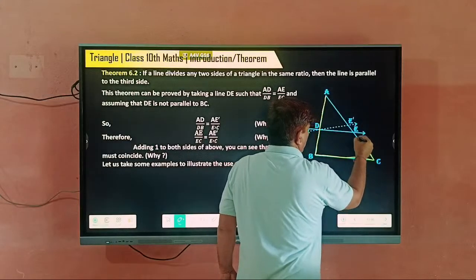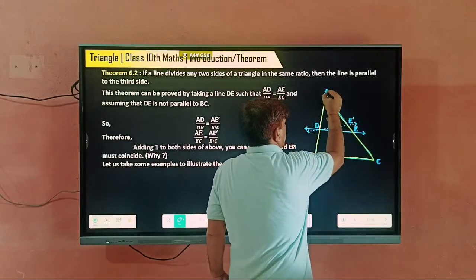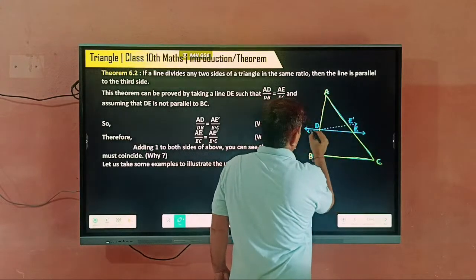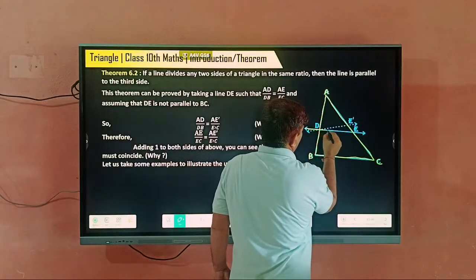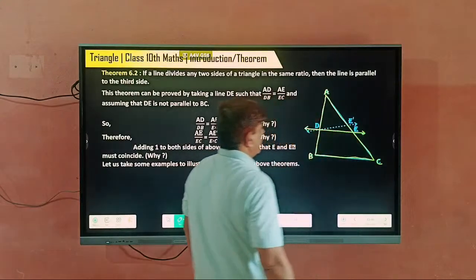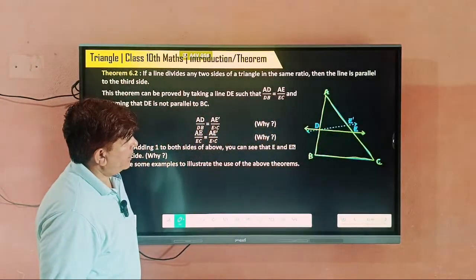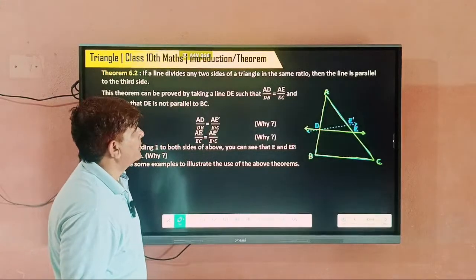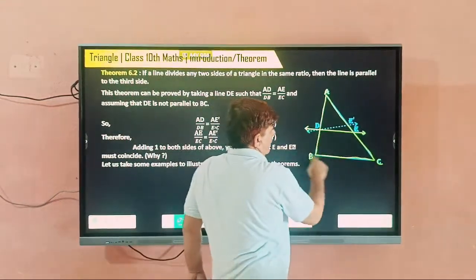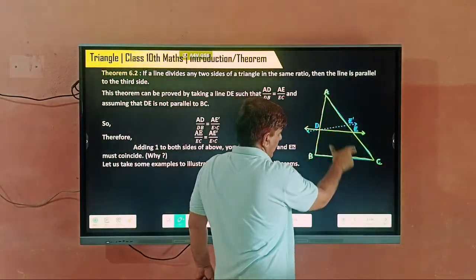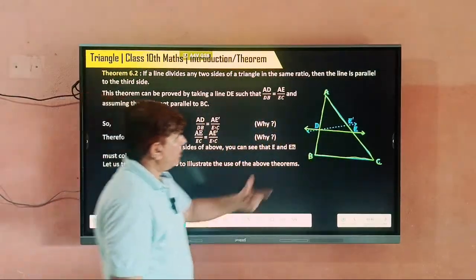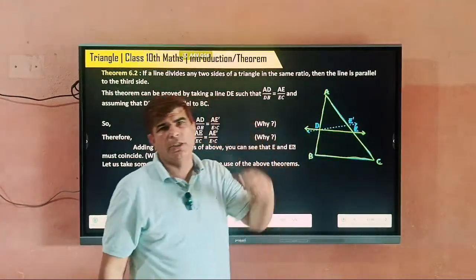ABC. What's the name of this triangle? This is point A, this is B, and this is C, and this is a line, line DE, which intersects AB at D and AC at E. So if a line divides any two sides of a triangle in the same ratio, then DE is parallel to BC. This you have to prove.